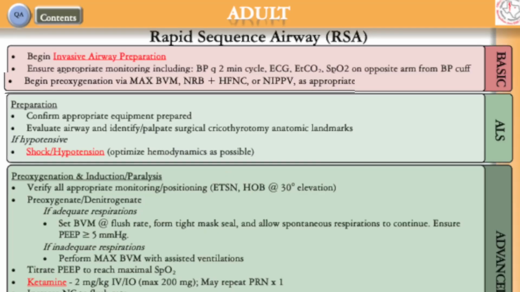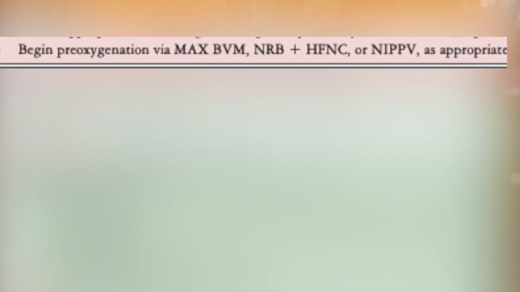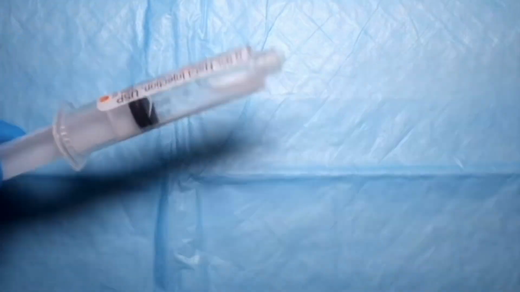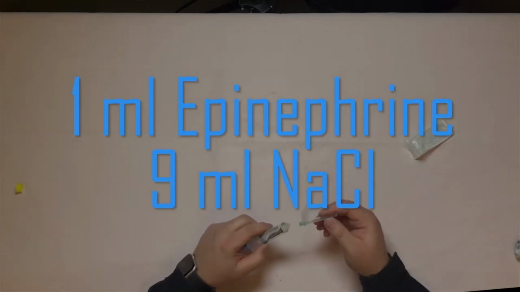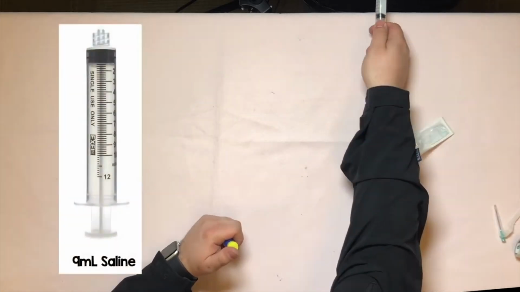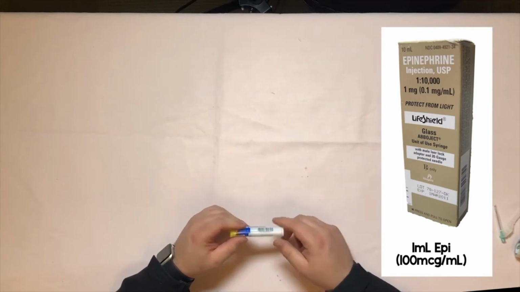Now, basics should begin pre-oxygenating with either max BVM, non-rebreather mask, or CPAP as appropriate, in addition to a nasal cannula, regardless of what other device is used. ALS should make sure that the patient has IV or IO access and prep push dose epi for use as needed. Now, like with DSI, I'm not saying you have to open the epi box, just be ready to.